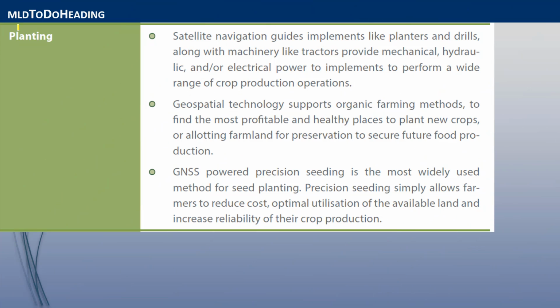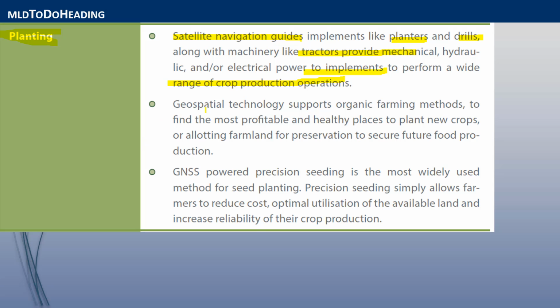In case of the planting phase, the technology which can help here are satellite navigation guides, implements like planters and drills, and machinery like tractors. These provide mechanical or hydraulic electric power implements to perform a wide range of crop production operations.